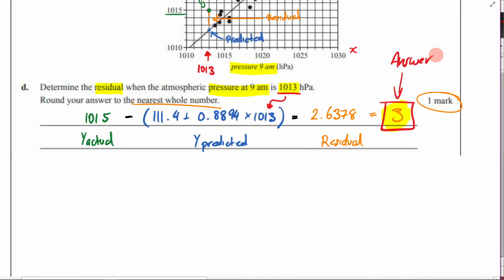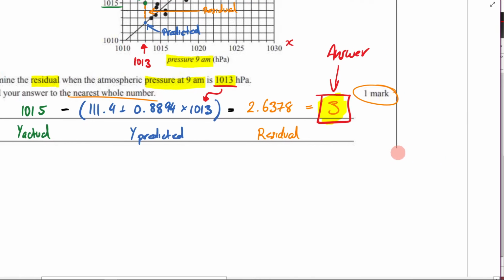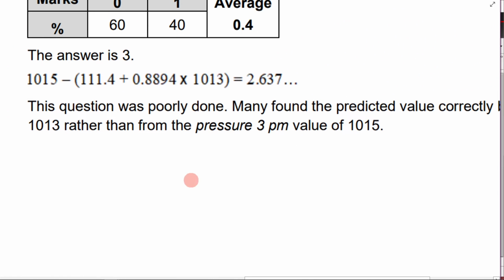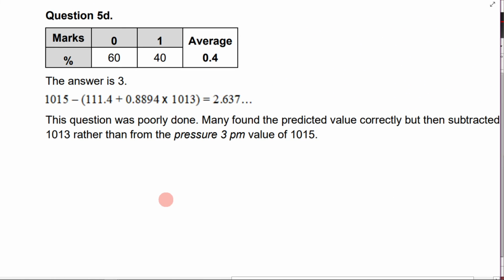That is your residual. Okay, let's now look at the examiner's report to see how people went with this question. So let's come over here. Let's zoom out a little bit, and let's read through this. Very useful information here. So as you can see, 40% of the state got the full 1 mark. So not a well done question at all. The answer is 3. And they also show you the working out, and this is the working out that we also used.